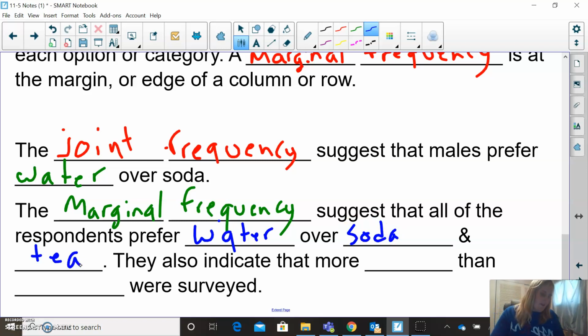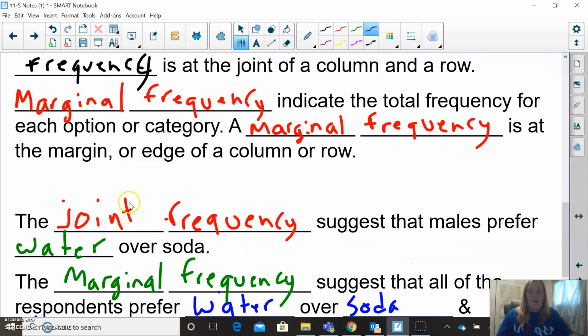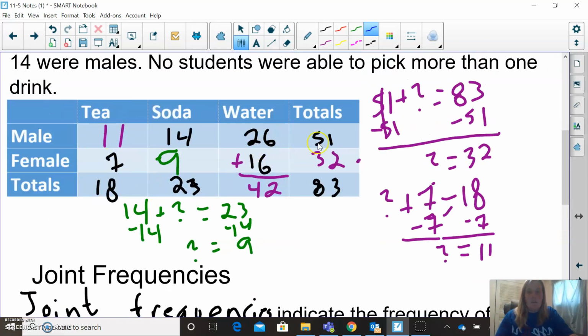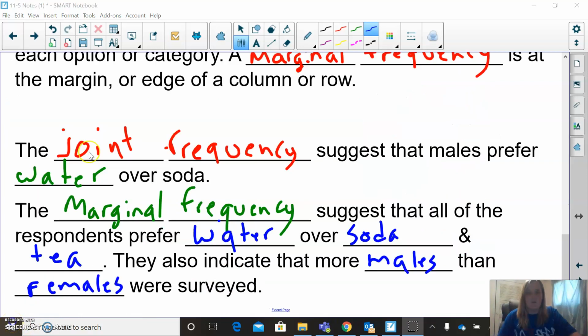They also indicate that more males than females were surveyed. Now you can look and find that in the table: the total number of males that were surveyed was 51, but the total number of females surveyed was 32. So we had a lot more males respond than females. All right, guys, let's move on to example 2.